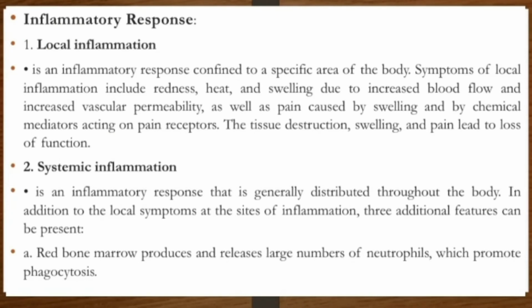Local inflammation is an inflammatory response confined to a specific area of the body. Symptoms of local inflammation include redness, heat, and swelling due to increased blood flow and increased vascular permeability, as well as pain caused by swelling and by chemical mediators acting on pain receptors. Systemic inflammation is an inflammatory response that is generally distributed throughout the body. In addition to the local symptoms at the sites of inflammation, three additional features can be present.